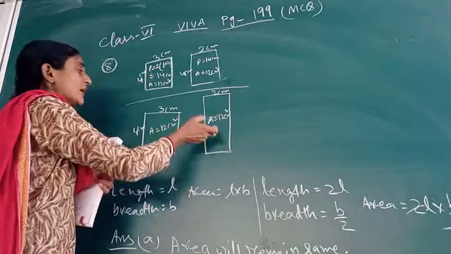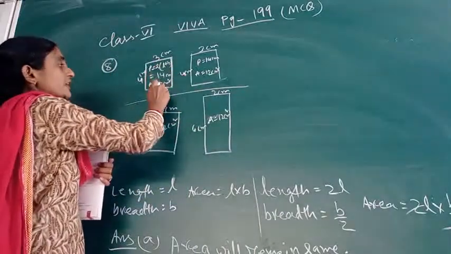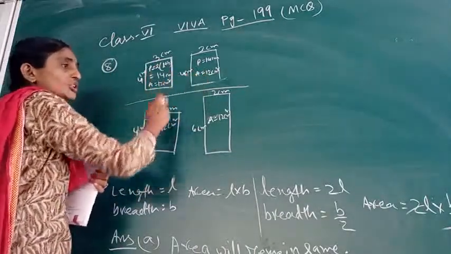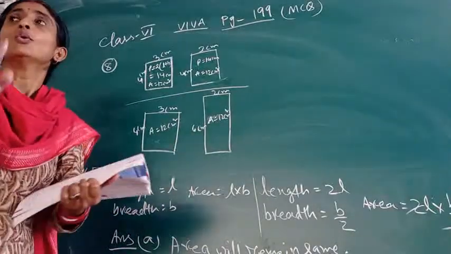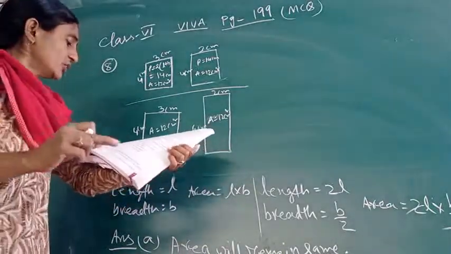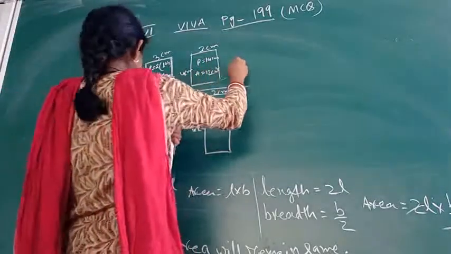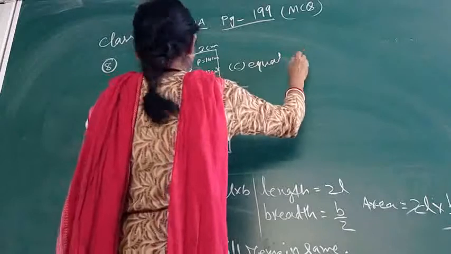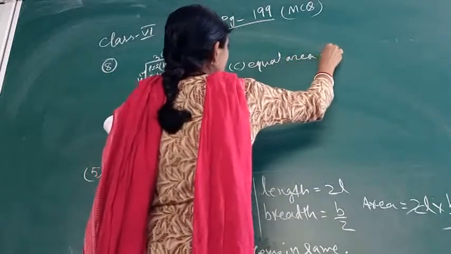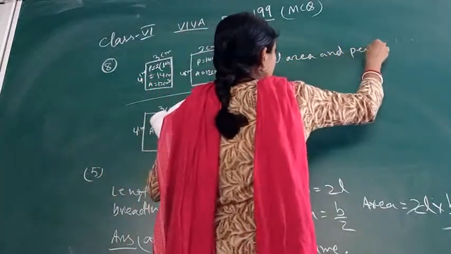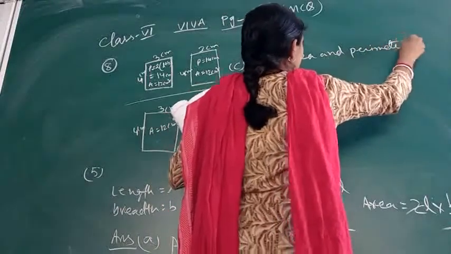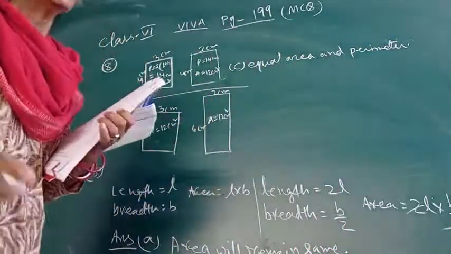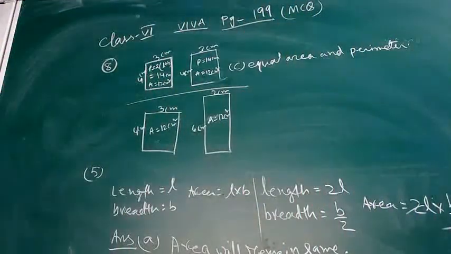See, only when the area and perimeter are the same will they overlap or coincide. So here your answer will be option C, equal area and perimeter. Only in this situation will they coincide. So let's try the remaining questions, and again we will meet.